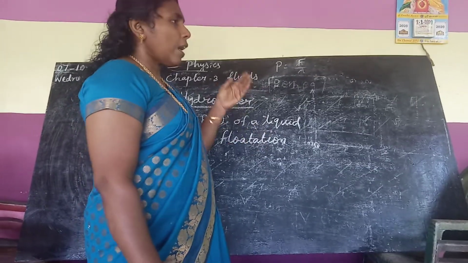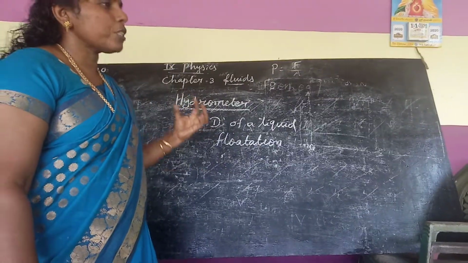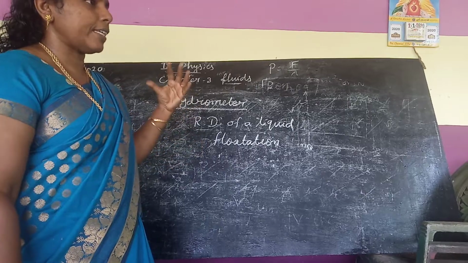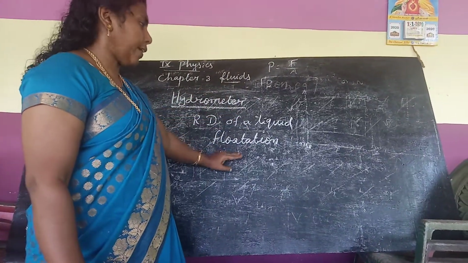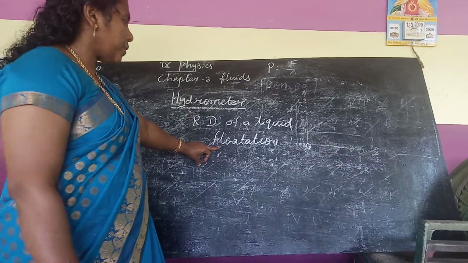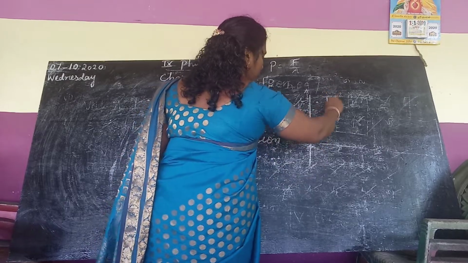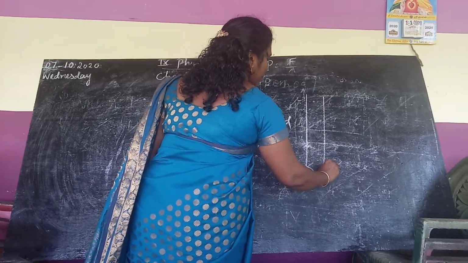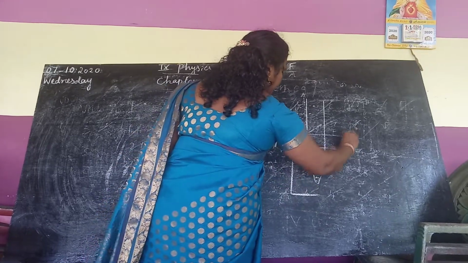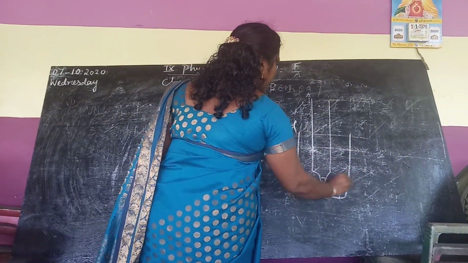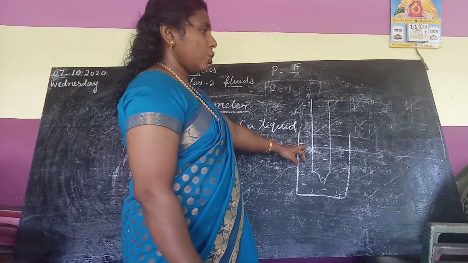We already learned how an object floats and how an object sinks. Because of density only, the object floats or sinks. Now for the laws of flotation, suppose this is the hydrometer. I will explain this hydrometer afterwards. Here mercury is there. The liquid we take here is to find the relative density of a liquid, which is the use of this hydrometer.